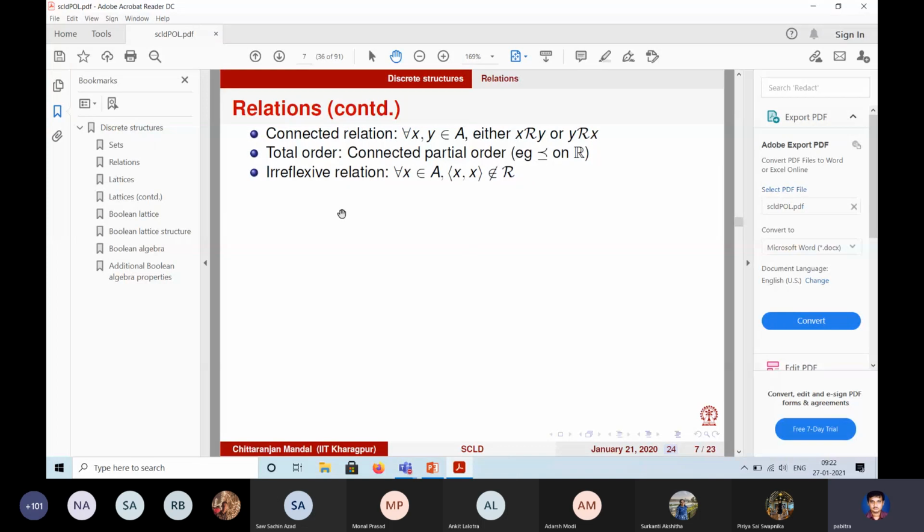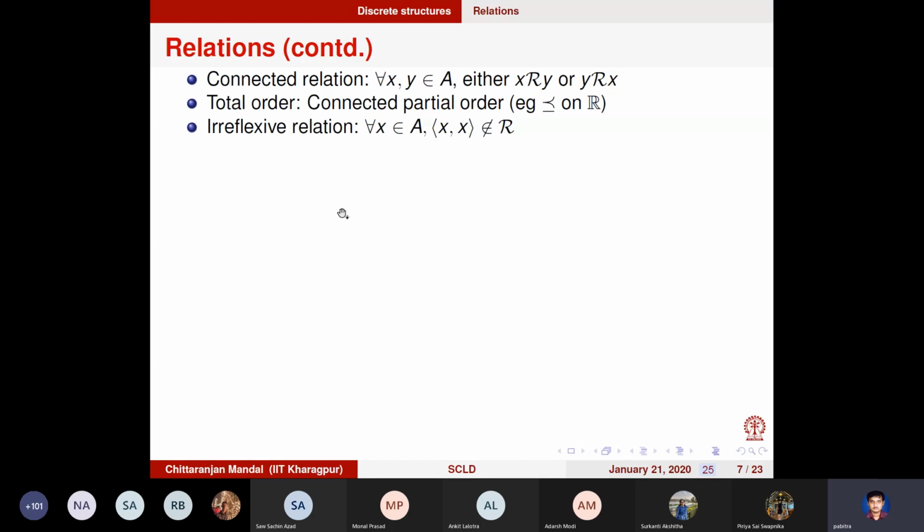Let me talk about some other properties that will hold. For example, there is something called an irreflexive relation. That means that in the diagram that we saw, the self loops are not there. x is never related to itself. A typical example, over the integers, is the strictly greater than relation. An integer is not greater than itself. So it's an example of an irreflexive relation.